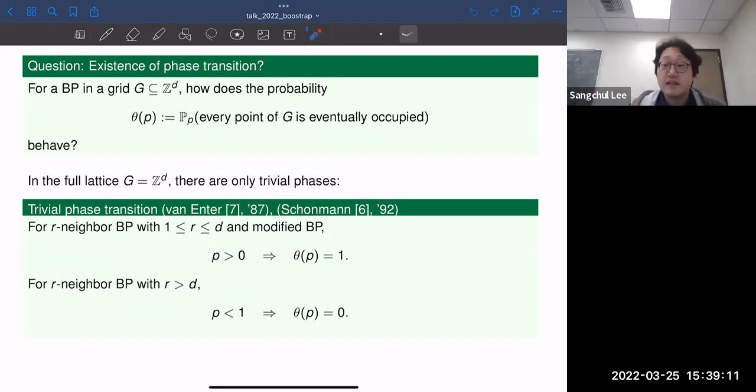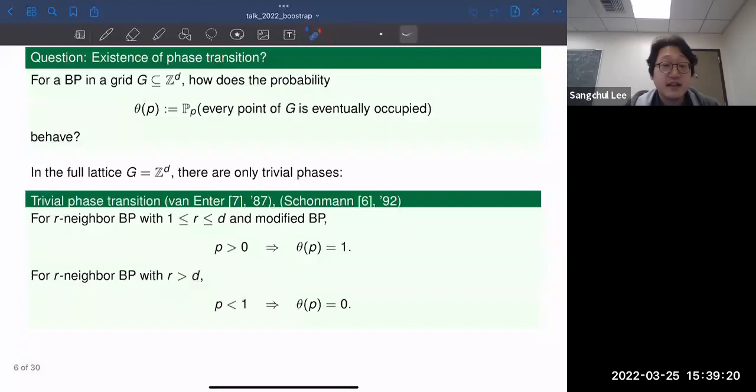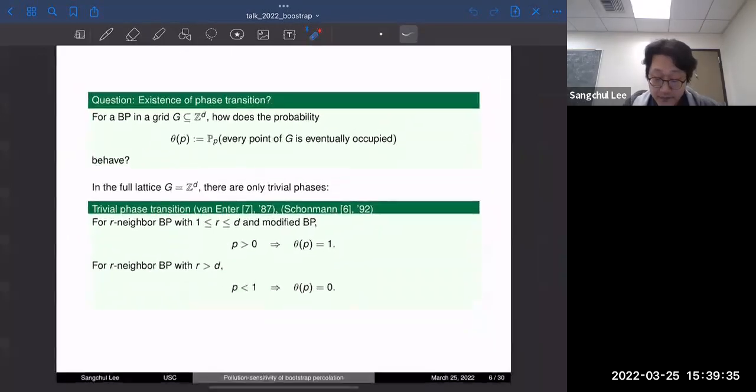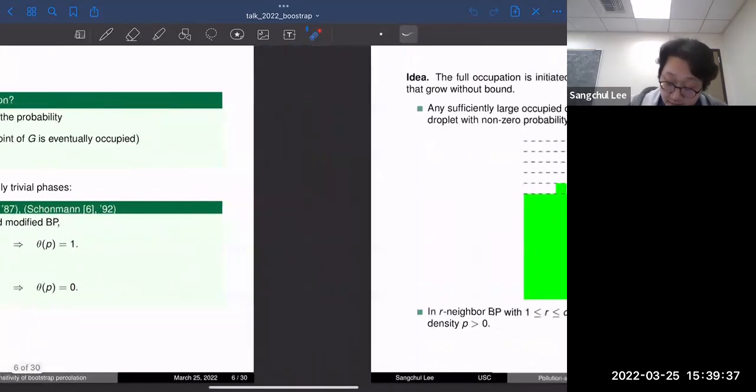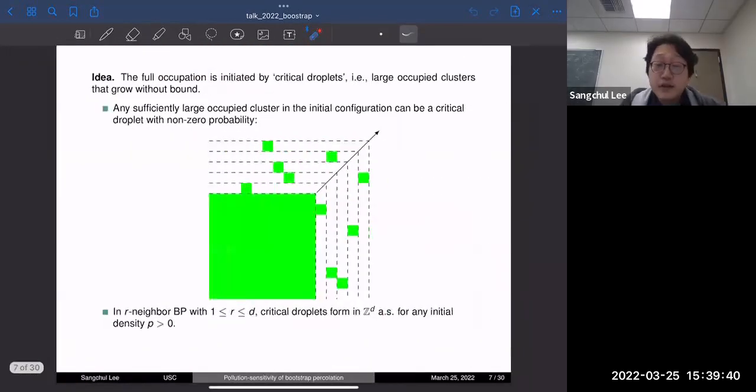So however thin, they will eventually engulf everything in the grid. On the other hand, for R-neighbor bootstrap percolation with R greater than the dimension D, for any initial occupied density less than 1, some portion of the grid will not be occupied in the end.